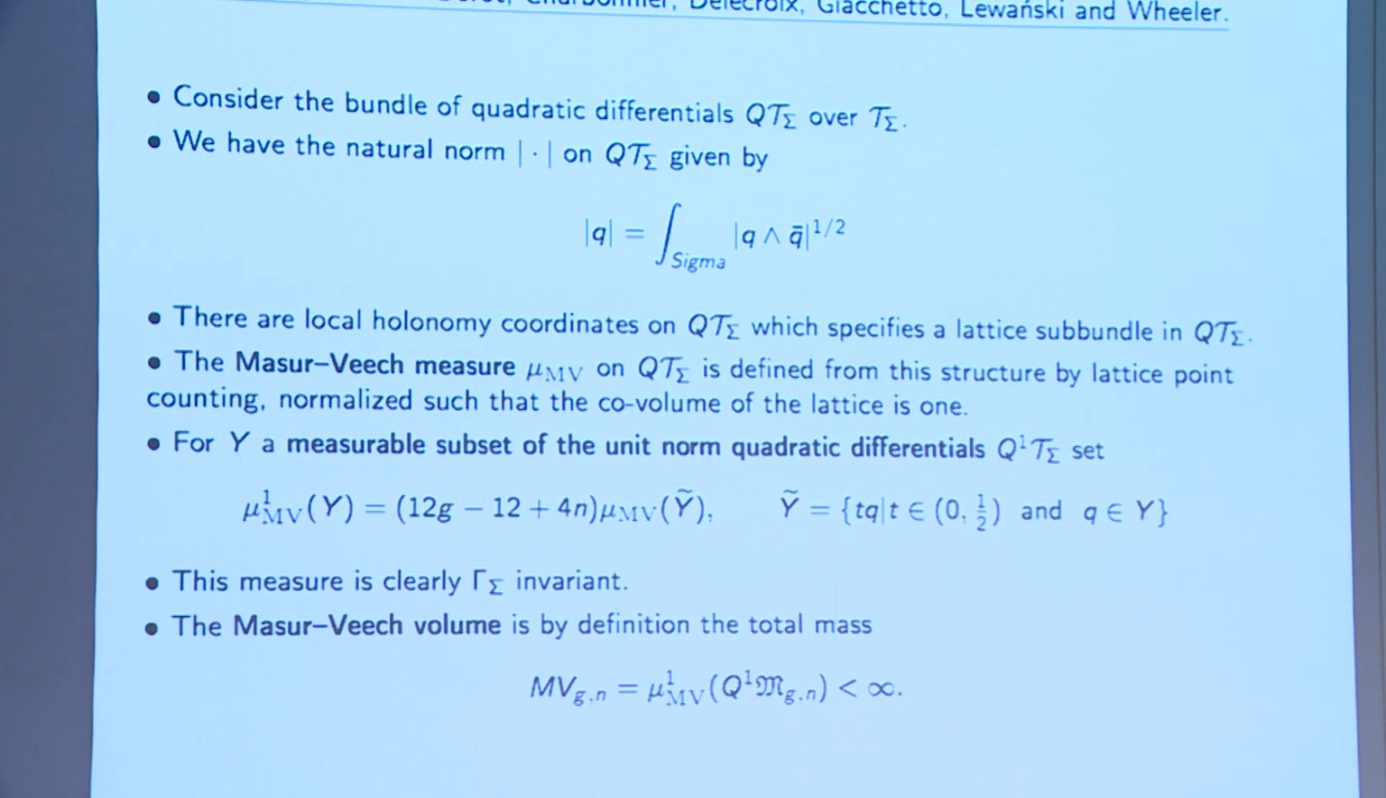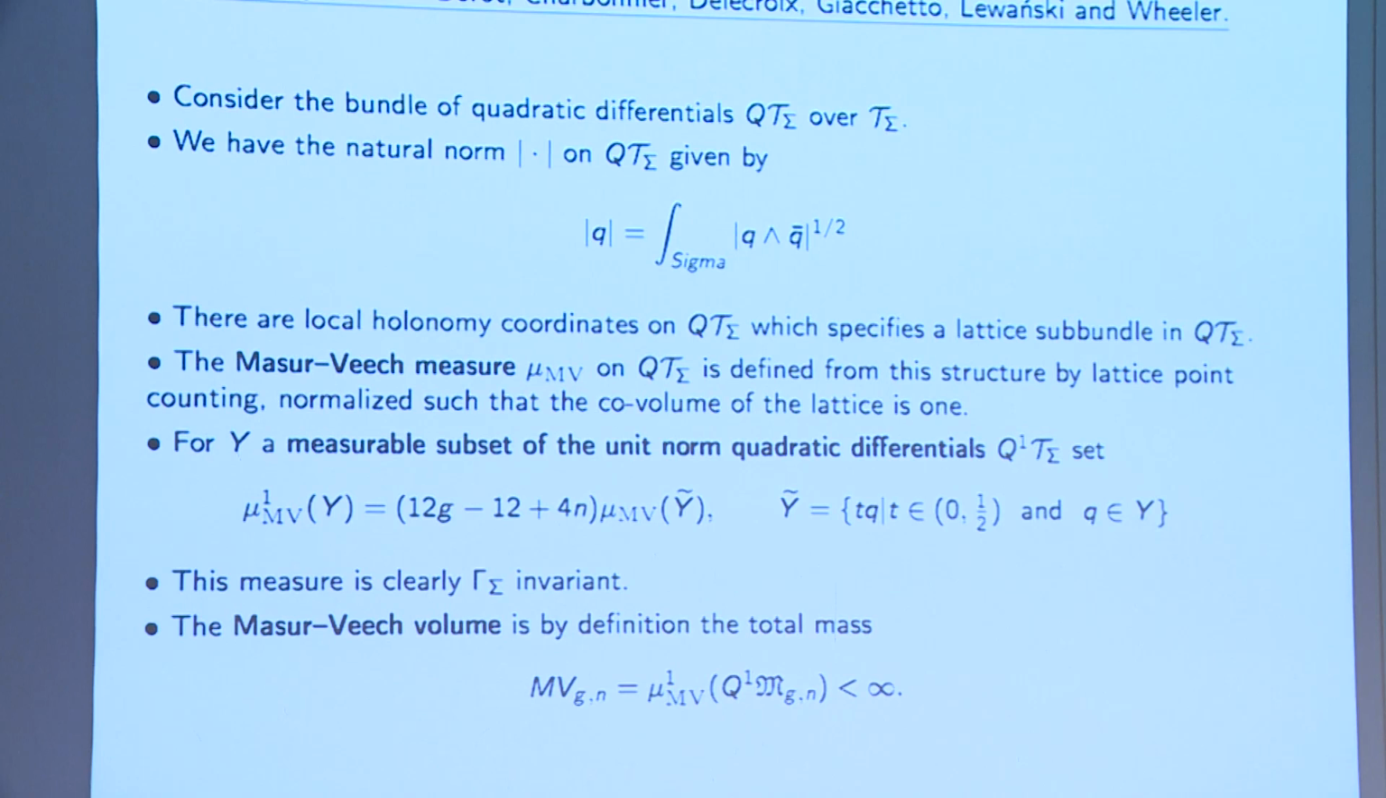And so this is a mapping class group invariant measure, and it's a result of Masur and Veech that actually the whole bundle here over moduli space has finite volume. And so it's an interesting thing to actually try to compute these Masur-Veech volumes.